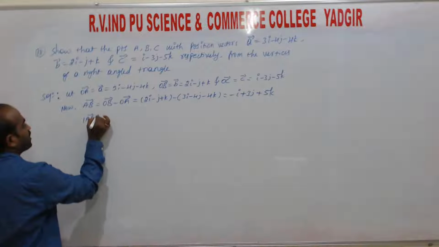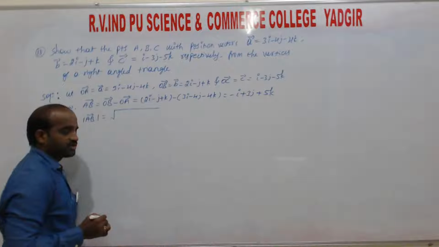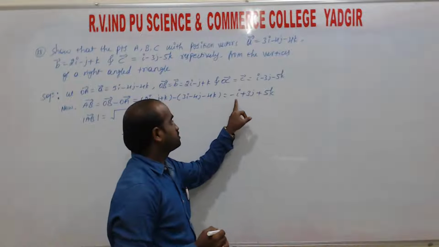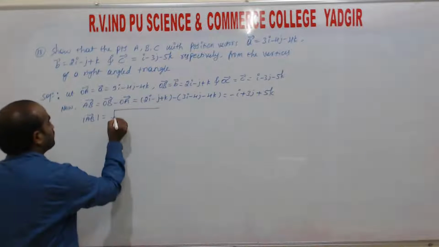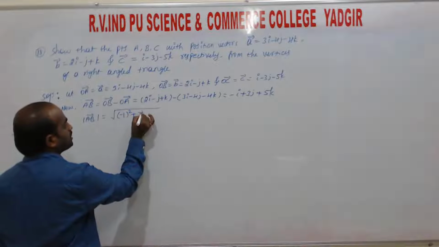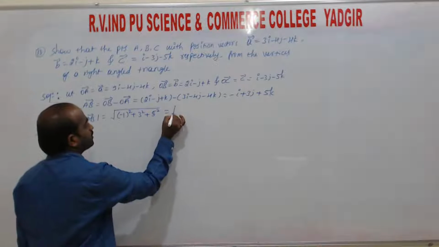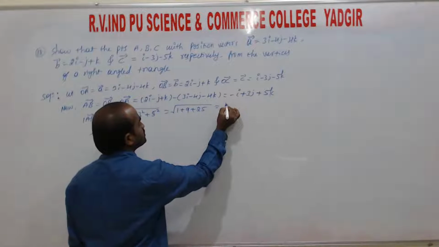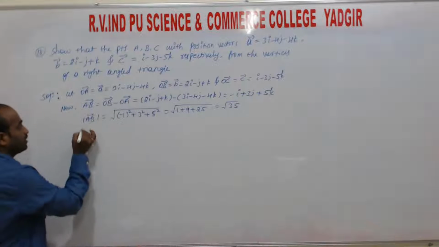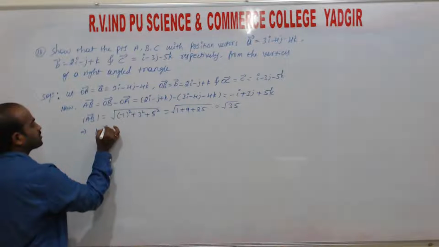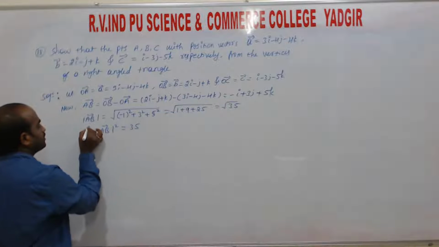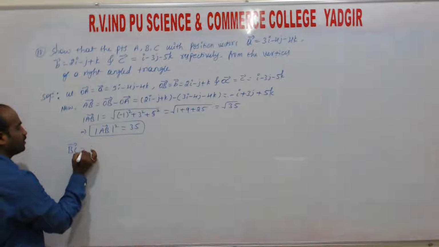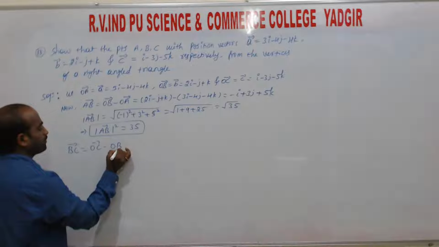First, you have to find the magnitude of the AB vector: the root of x square plus y square plus z square, where the scalar components are minus 1, 3, 5. Minus 1 square plus 3 square plus 5 square is equal to 1 plus 9 plus 25, which is 35. This implies the magnitude of AB square is 35. Next, BC equals OC minus OB.